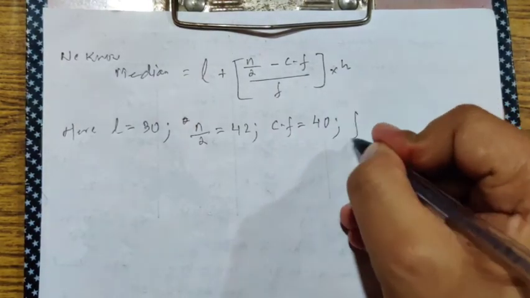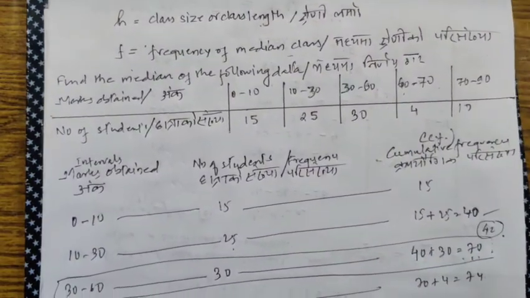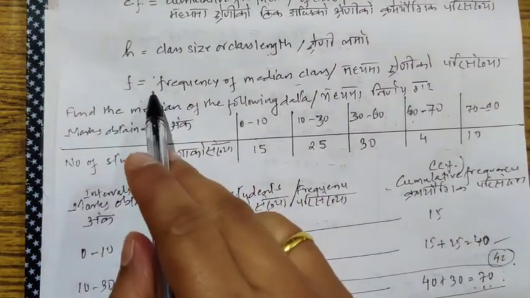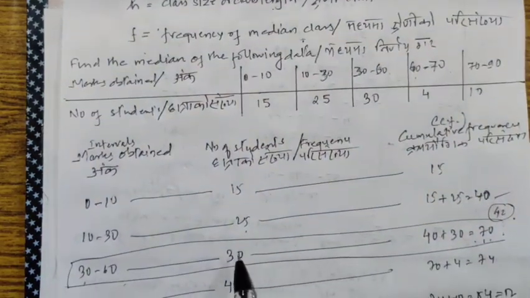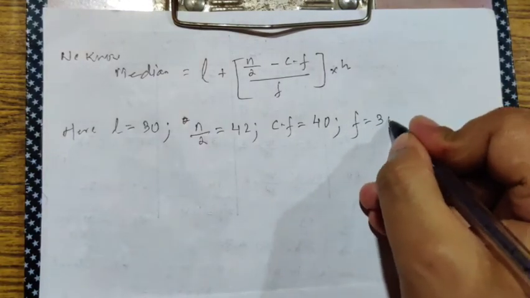40. What is our F? Frequency. What does F stand for? Frequency of the median class. So this is your median class. What is the frequency of the median class? 30. So the value of F is 30.